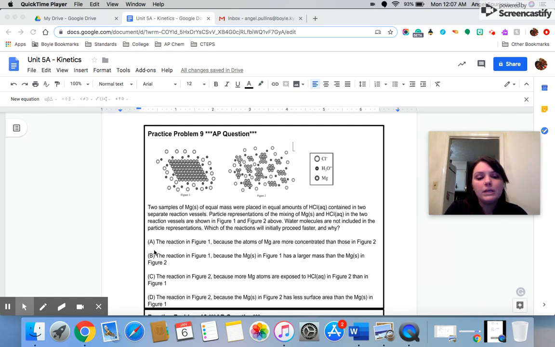Even though B could be correct if magnesium did have a larger mass there, the fact is having it in all one solid block is going to make this reaction happen slower no matter if you have more mass there or not, because the hydrochloric acid can't get to that mass on the inside. You can't react if you can't get to it, right? So the correct answer here is going to be C. More magnesium atoms are exposed.